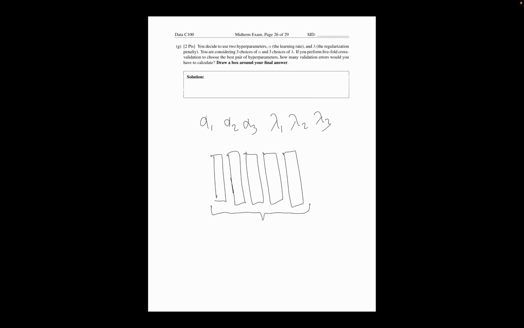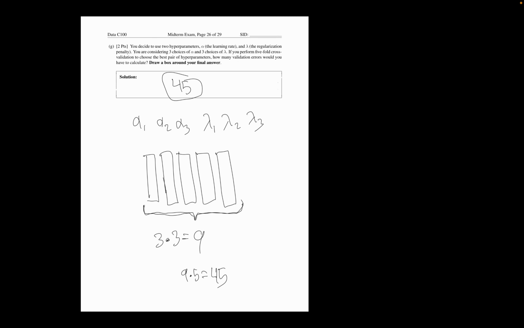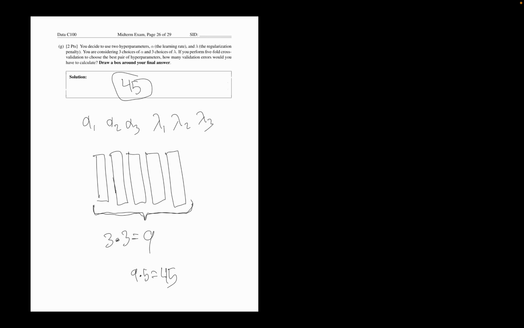And so what's the total combination of these? It's 3 times 3. So there's 9 possible combinations of alpha and lambda to use. And since for each alpha and lambda set, we do the cross validation fold 5 times, 9 times 5 equals 45. And that's how we get 45.